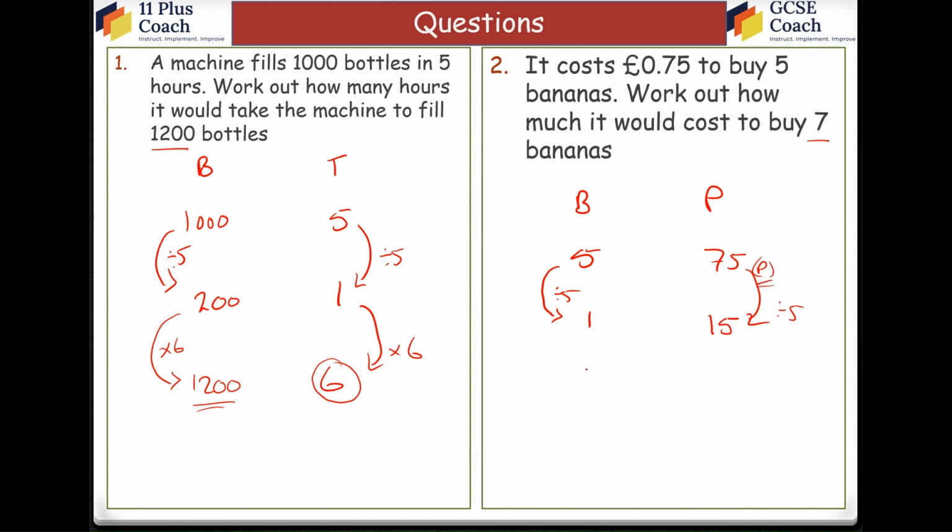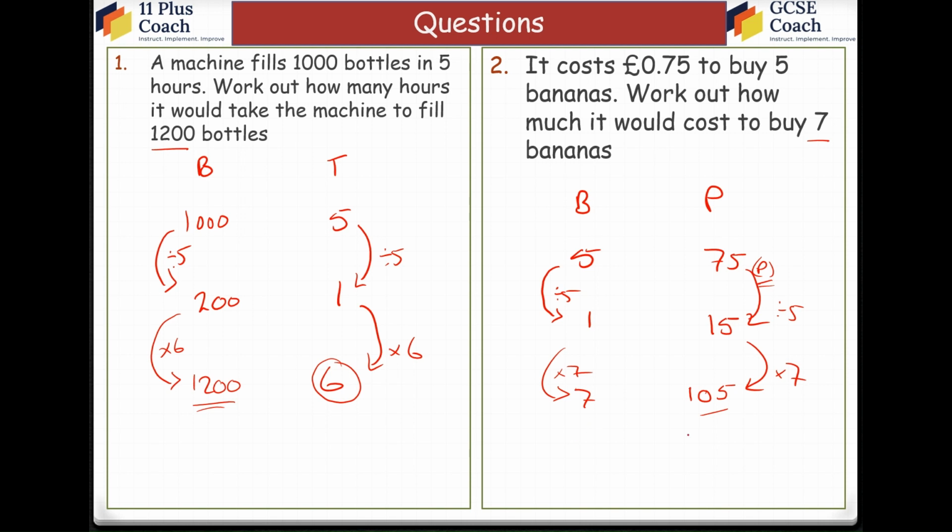How much will it be for 7 bananas? So nice, easy to go from 1 to 7. I times it by 7. I times the price of 15p by 7. Again, if you are not sure how to multiply numbers, please watch the video on multiplying numbers. 7 fives are 35 with the remainder 3, and 7 times 1 is 7 plus 3 is 10. It's 105p.